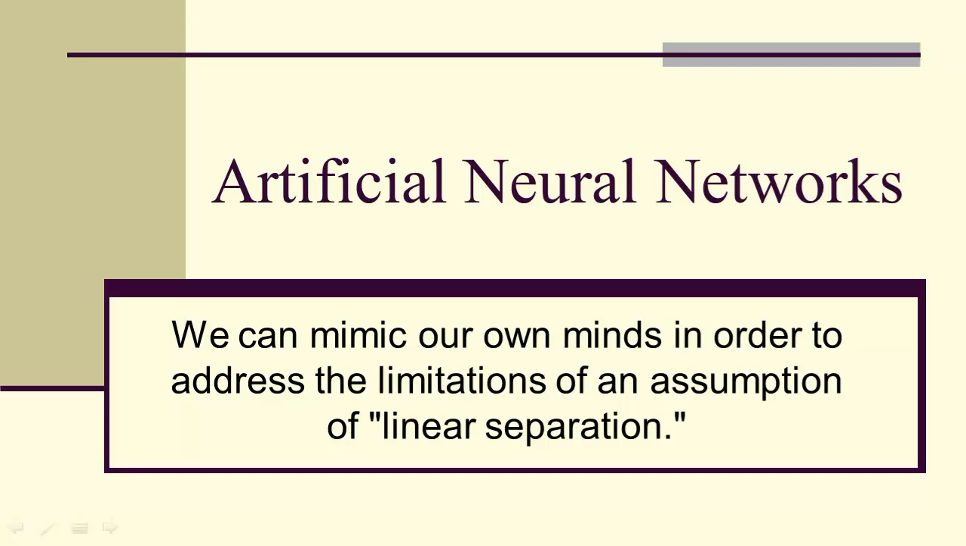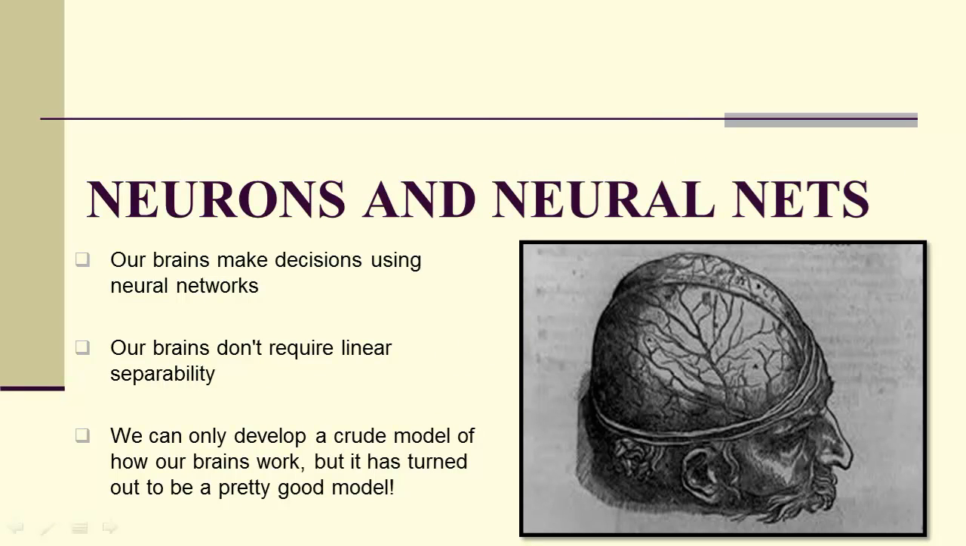So we've seen logistic regression, and we know that there's an issue with having to assume linear separability. We can get around that by actually mimicking what our own brains do, and thus we're going to start looking at artificial neural networks. Neurons and neural networks. Our brains make decisions using neural networks, and we don't have to require linear separability. We're not going to get a perfect model or even a very good model of how our brains work, but even the crude model we get is going to be highly effective.